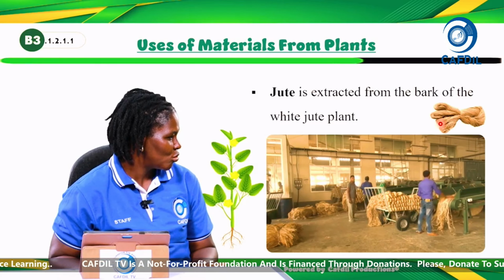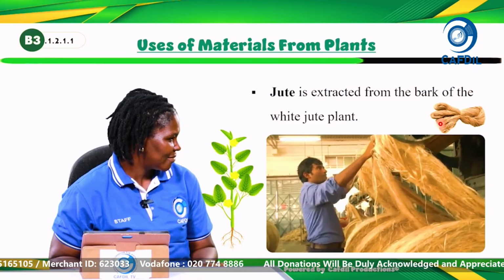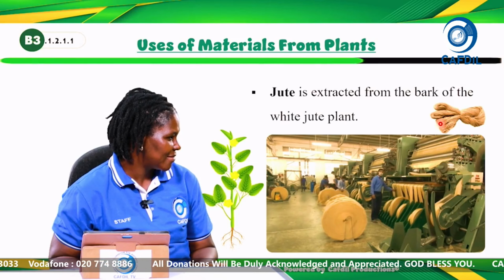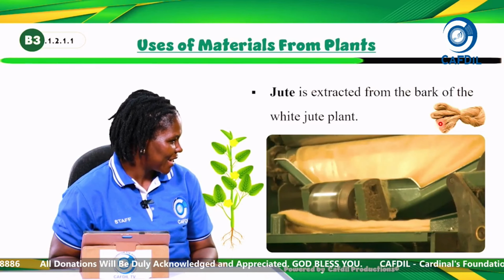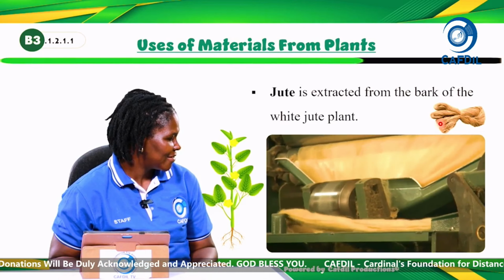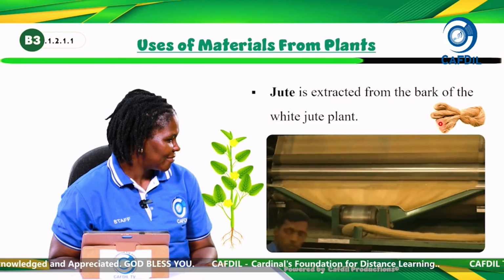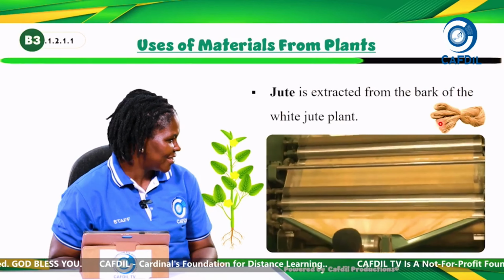So for them, they plant it on a large scale. And look at it. This is the factory. The jute plant, and we call it ayoyo. The bark. Look at what they are doing. The factory. Very nice, isn't it?